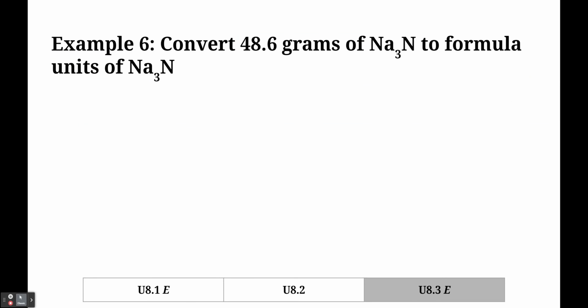And here's our final example. Convert 48.6 grams of Na3N to formula units of Na3N. Once again, this is like example 5, where it's going to be a multi-step conversion. So one last time, you can pause the video here and practice this before resuming.